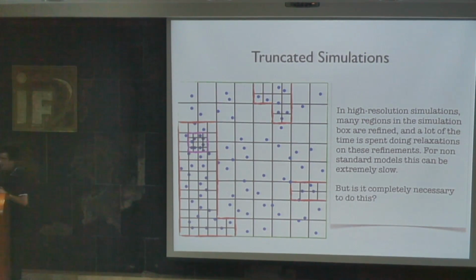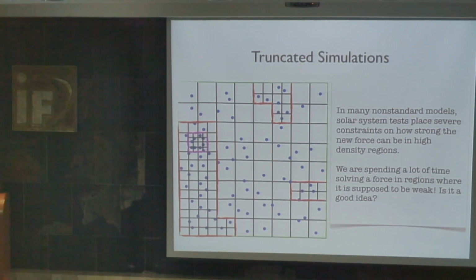Indeed, we find that in these kinds of non-standard simulations, most of the computational time is spent on solving the equation using relaxation on these refinements. And there are many, many levels of refinements. For all of them, you want to solve the equation. So the question is, is this necessary? Do we have to solve this equation on all these levels?